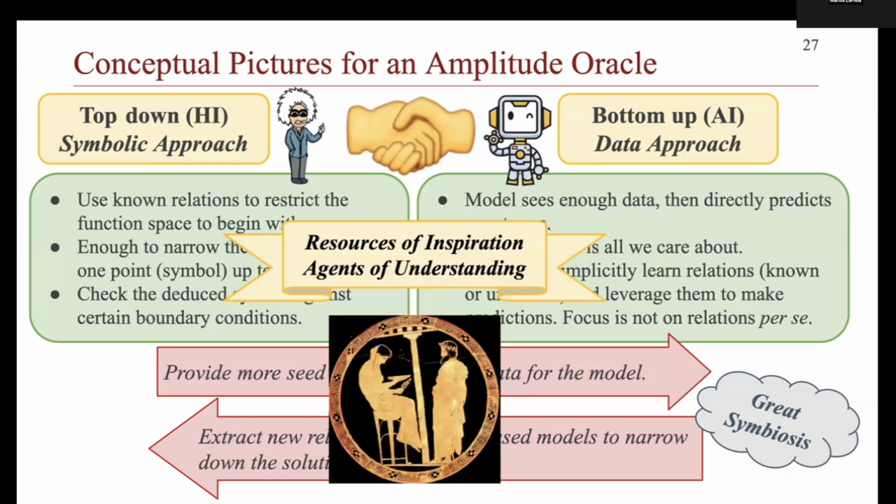What we hope in the far future is to build an amplitude oracle, so that you ask it for a loop order and it will just give you the answer. Of course, it is far down the road. At least we hope the AI will serve, quoting someone else's quote, as a resource for inspiration and agents for understanding.